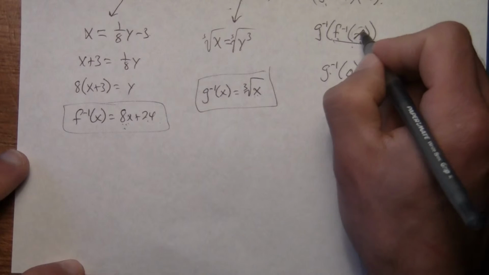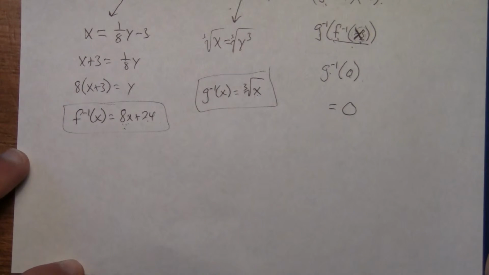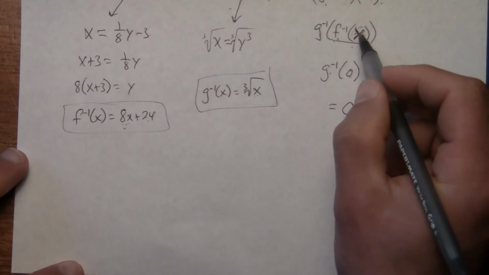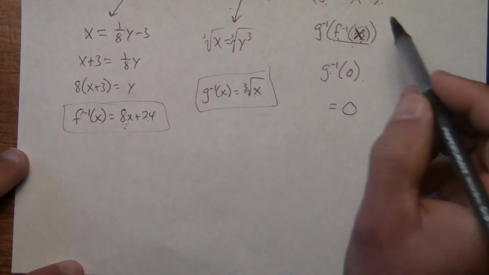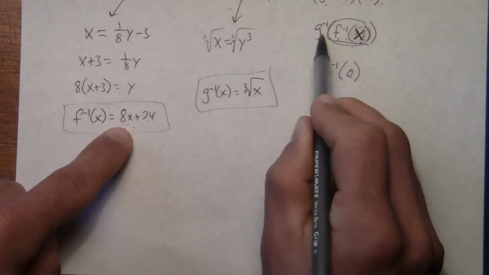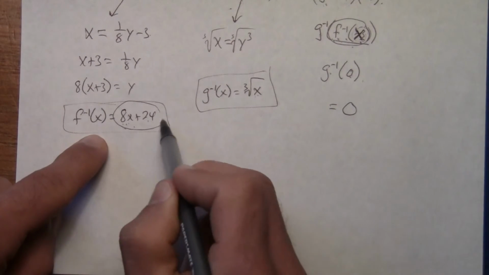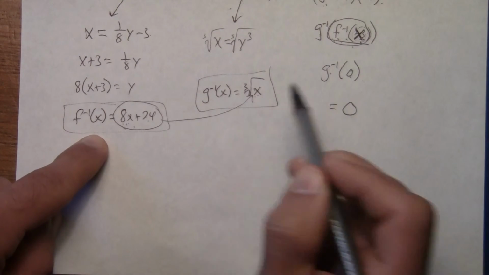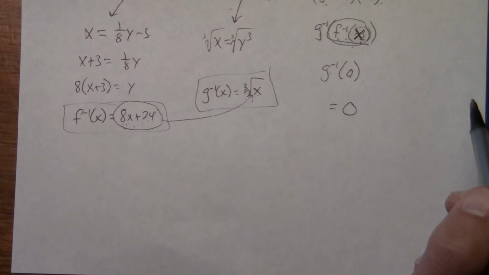Let's say that this was actually an X instead of an actual number. Then I don't have a number to plug in. Then it's kind of like what we did in 1.8. They want me to take function F inverse, which is this function here, and plug it into G inverse. So I would take this whole equation and I would plug it in for function X. And that's actually one of your homework problems.